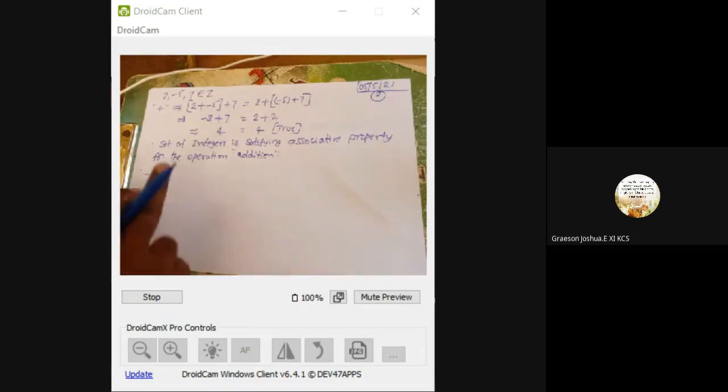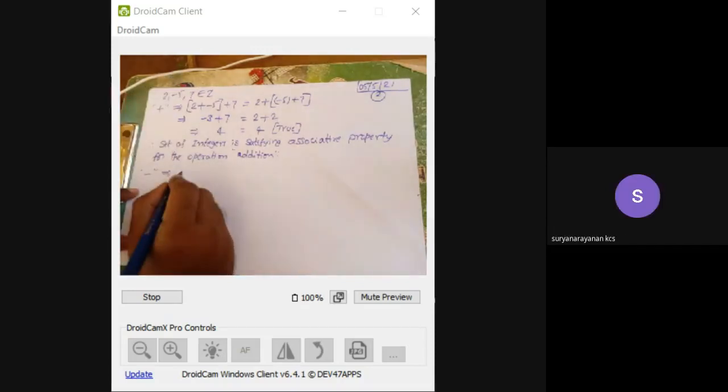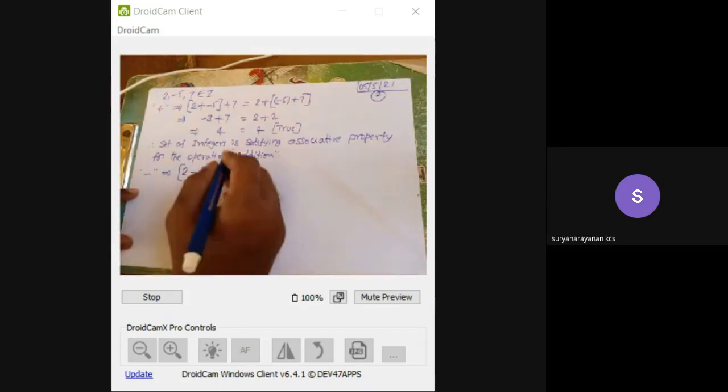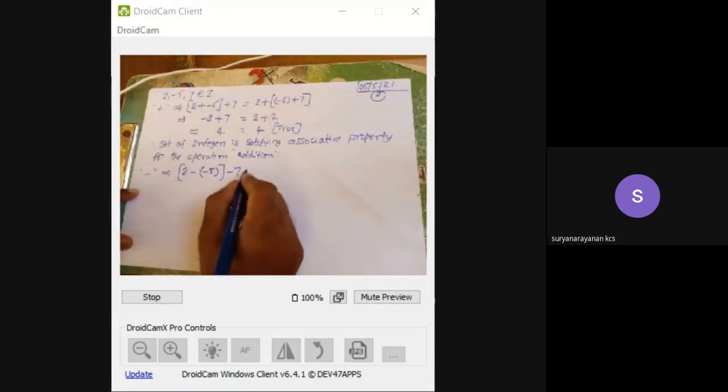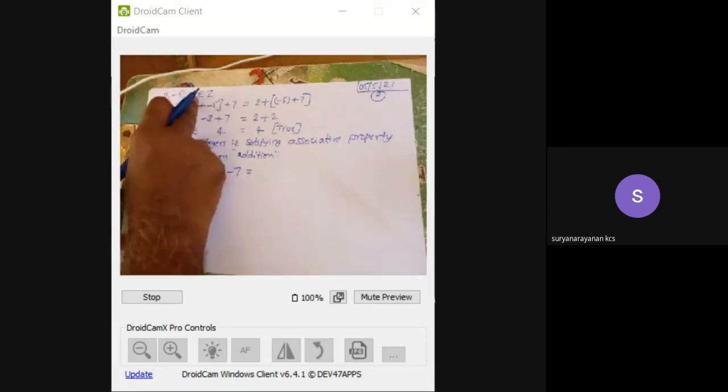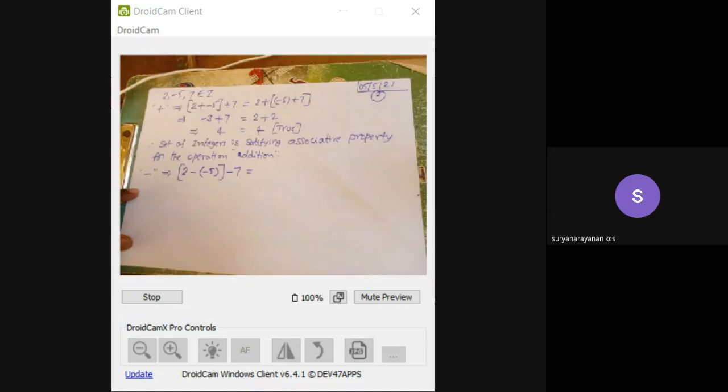Subtraction. Between the first two numbers, I'm using subtraction: 2 minus of -5. Take this as one pair. In the square brackets, write this pair, then -7, minus the third number. Understood this one? Between these three numbers, we are keeping minus by taking a pair of numbers as one group.